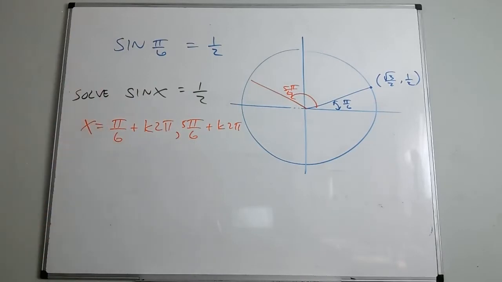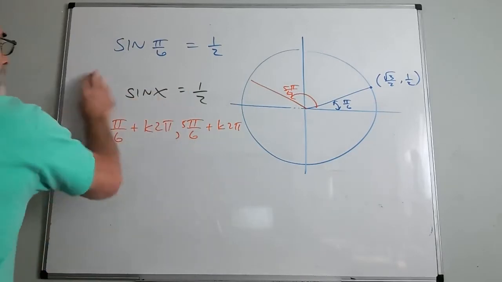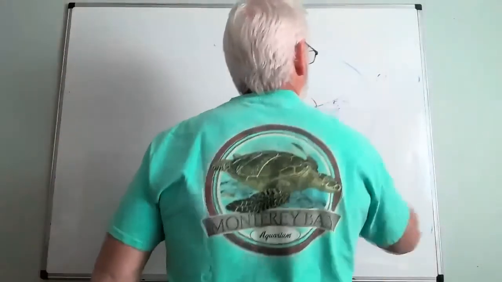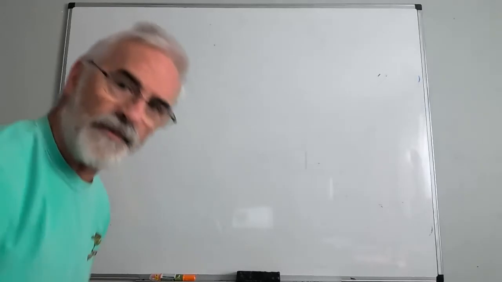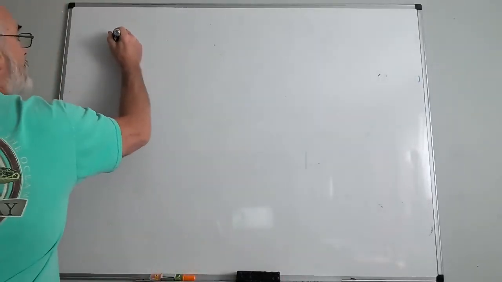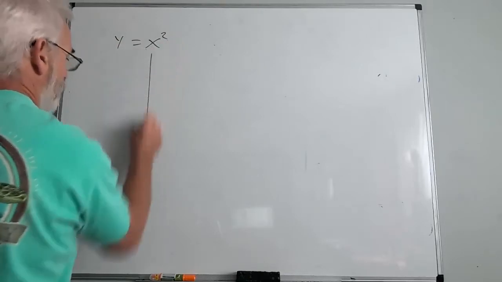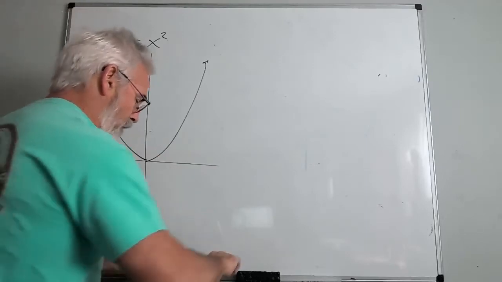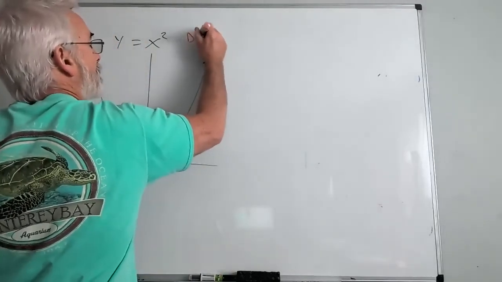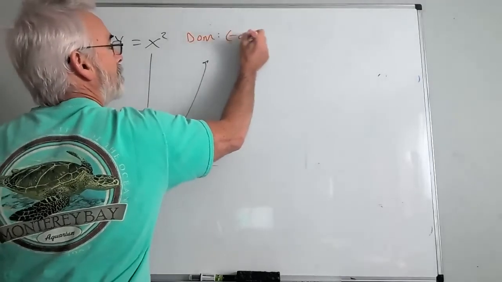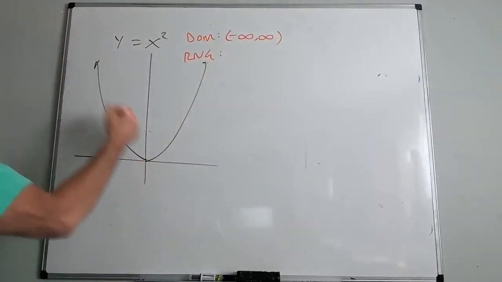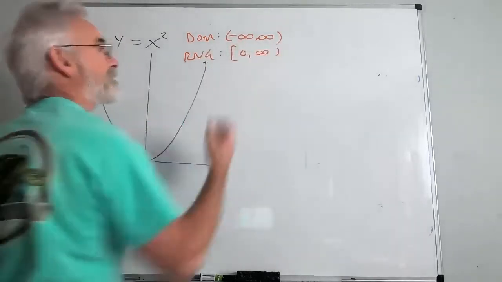Well, I'm going to go backwards a little bit. Hopefully we all remember this. In general, let's consider something as simple as a parabola. Let's consider y equals x squared. What is the domain? The domain of this is all real numbers. We know that. What is the range? Well, 0 on up. So the range would be this.